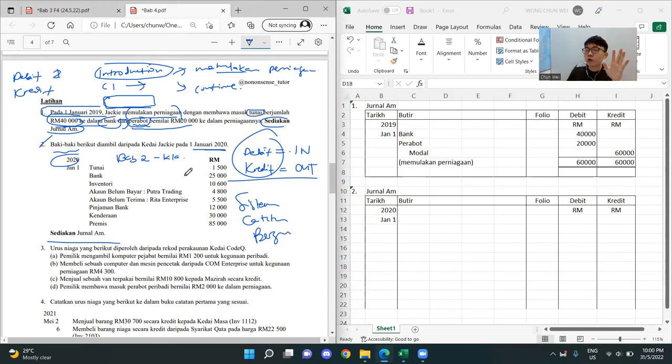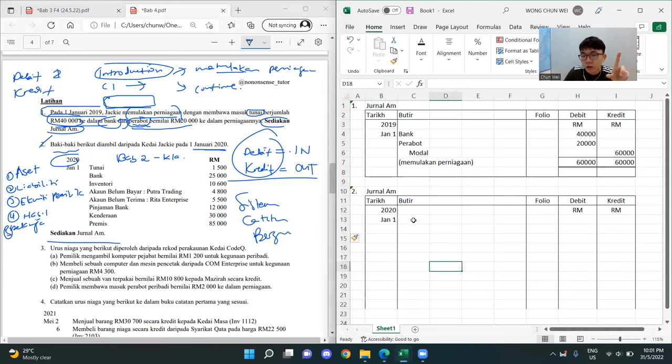In your classification, I told you there is asset, liability, equity, perbelanjaan, hasil. Let me write down: asset, liability, equity, perbelanjaan, hasil. But knowing these five classifications is not enough here. Because later we need to put it into debit and credit side. So we need to know which one is in debit and which one is in credit.